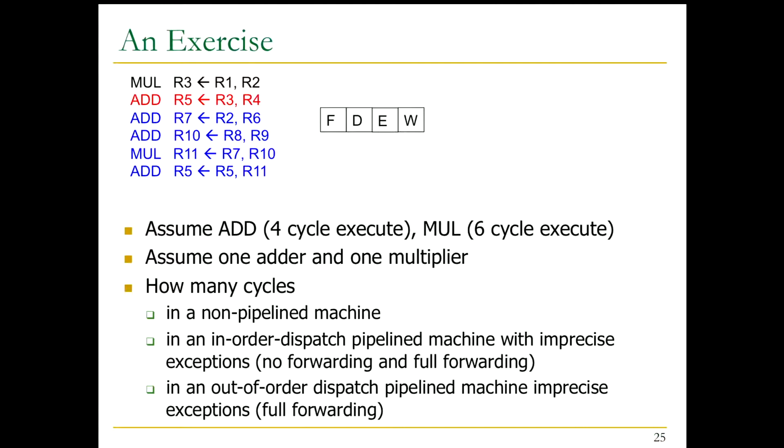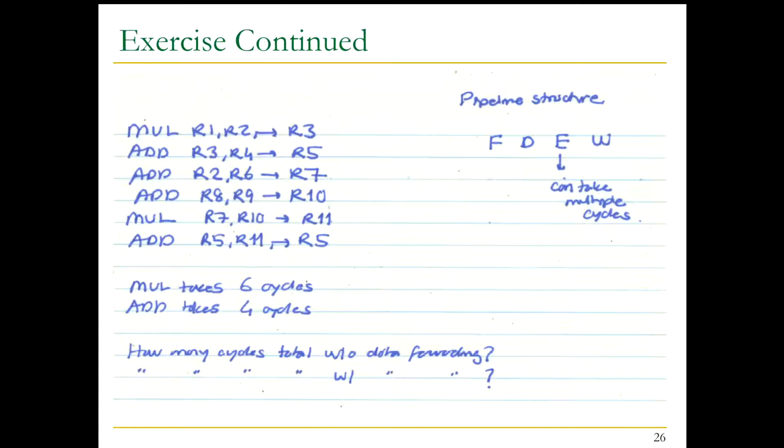And then we're going to look at how long this takes in an out of order dispatch pipeline machine with imprecise exceptions, but with full forwarding. We're not going to do the no forwarding part here, because if you're doing all that logic machinery to do out of order execution, you'd also better have full forwarding, because it's just a blip on top of the complexity you add on top of out-of-order execution. Okay, well, this is my beautiful handwriting. Maybe you like seeing it.